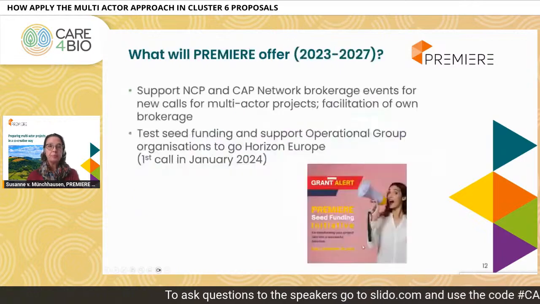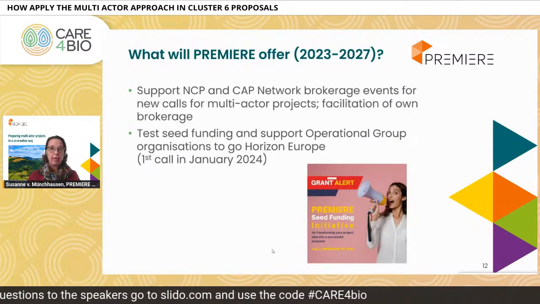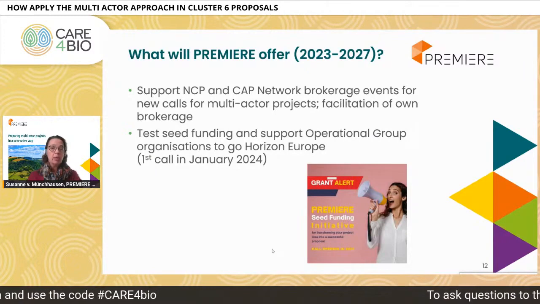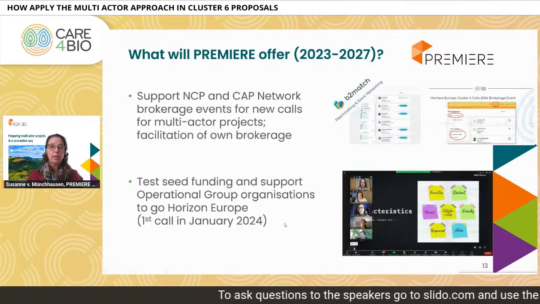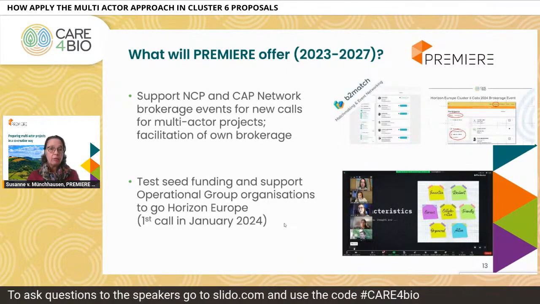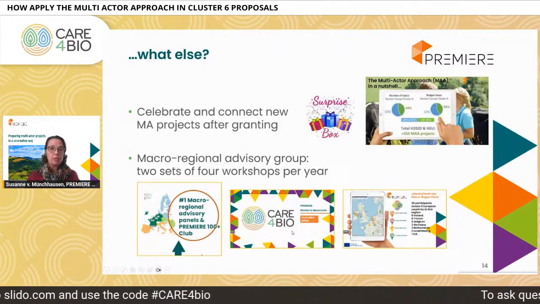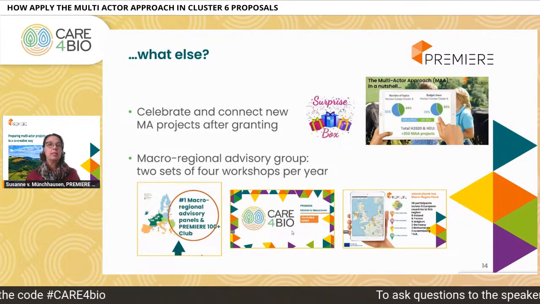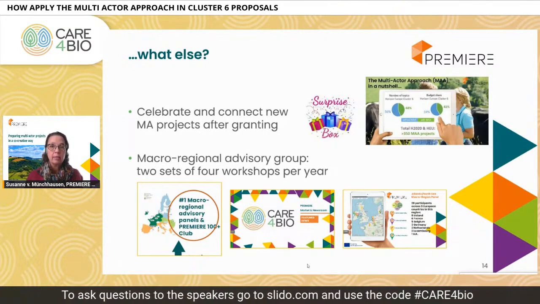What else? We will celebrate and connect new multi-actor projects after granting. We have set up macro-regional advisory groups, and in the coming years, 2 sets of 4 workshops per year will take place. A variety of events with and for policymakers and co-innovation support services such as the NCPs, SCAR AKIS, EU and national CAP networks, innovation support services, as well as private consultants will be offered.